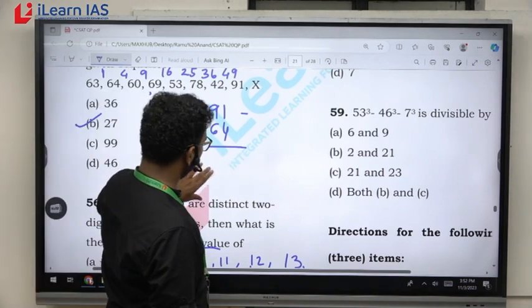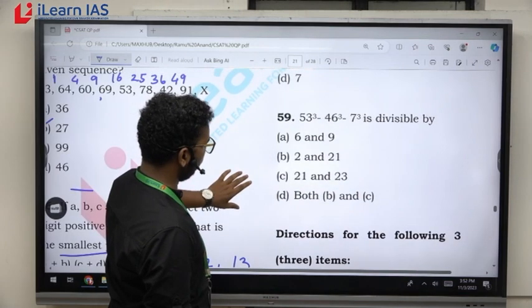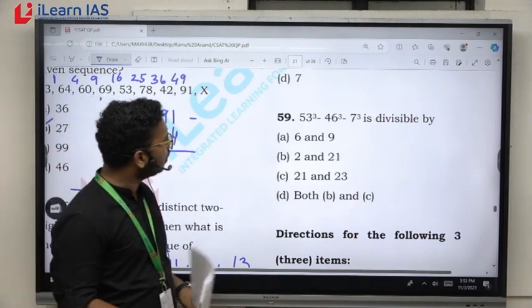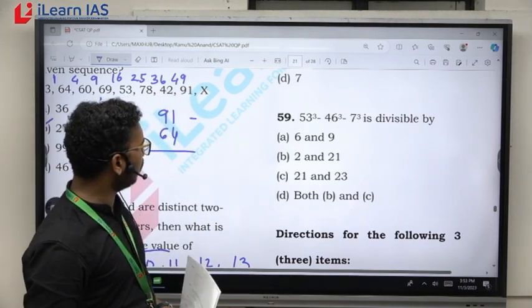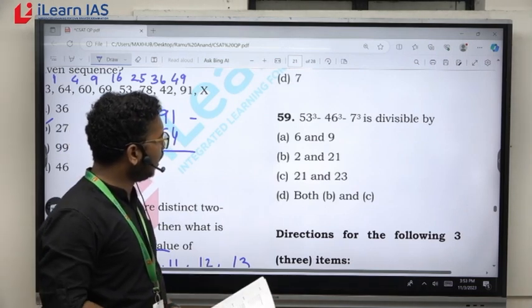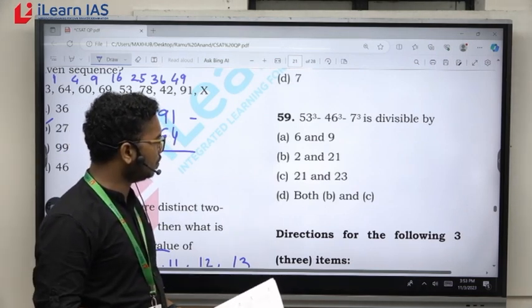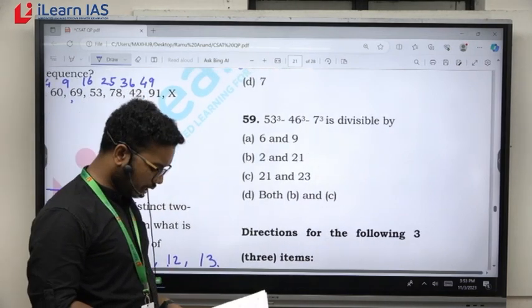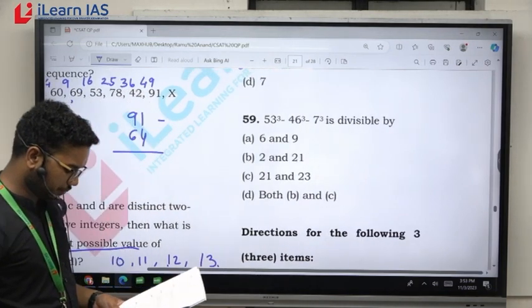Next, 59. 59 എന്താണ് പറഞ്ഞിരിക്കുന്നത്? 53 cube minus 46 cube minus 7 cube is divisible by? Is this particular problem divisible by എന്നാണ് ചോദിച്ചിരിക്കുന്നത്.